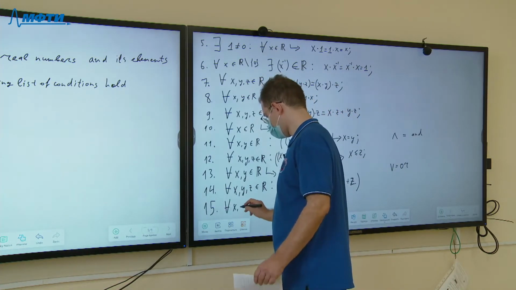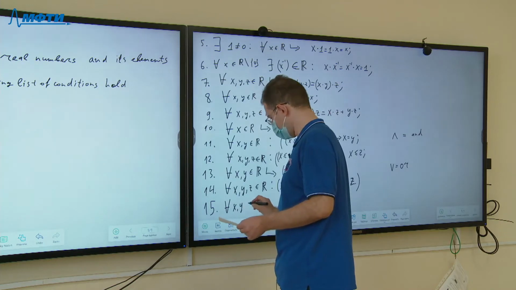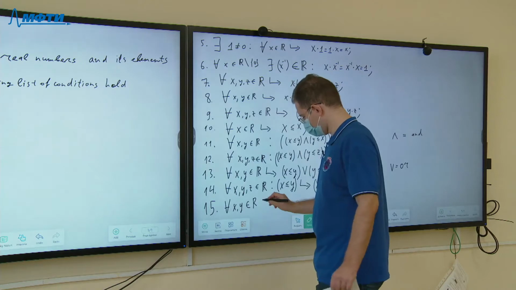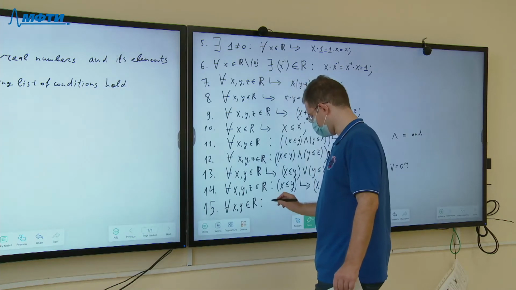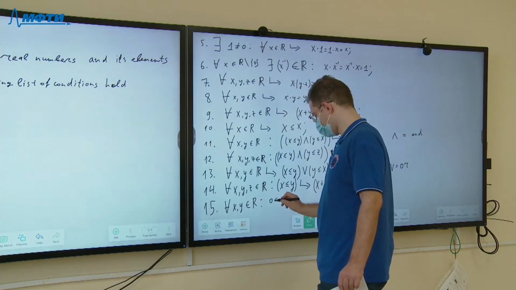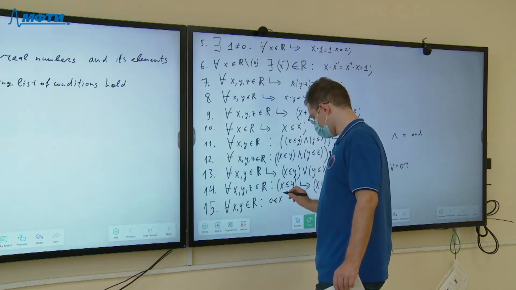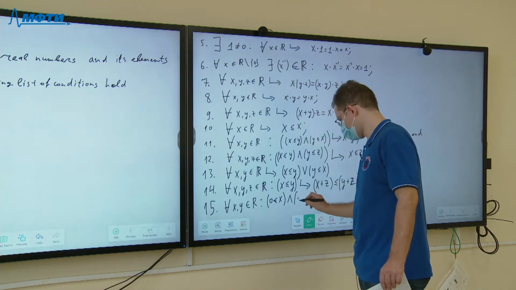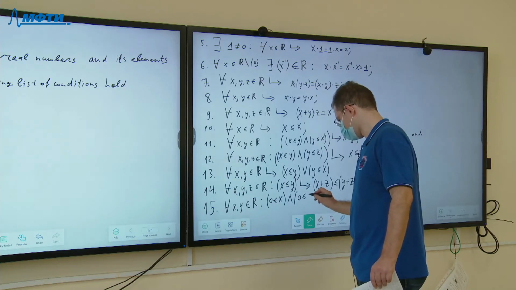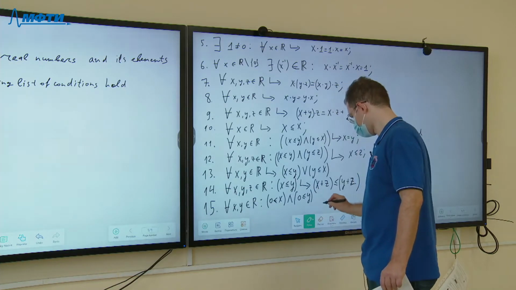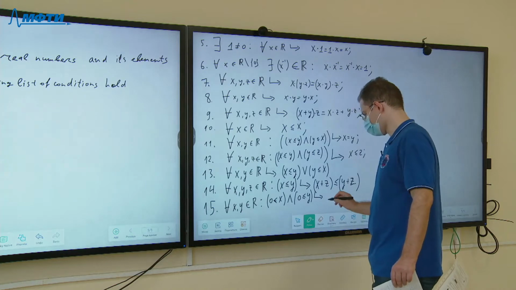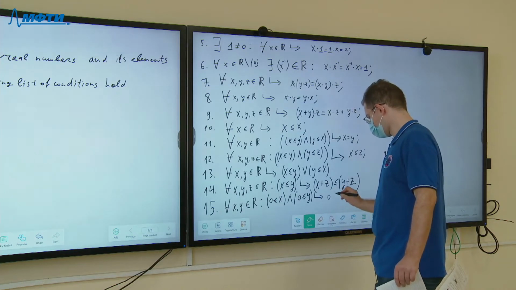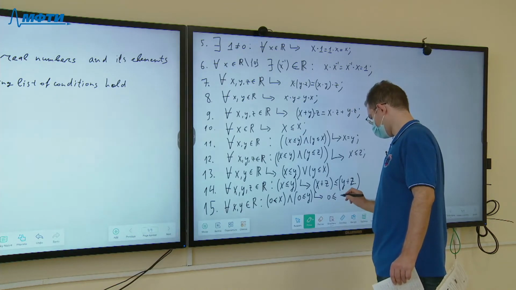For any x, y such that 0 is less than x and 0 is less or equal than y, it follows then 0 is less or equal than x times y.